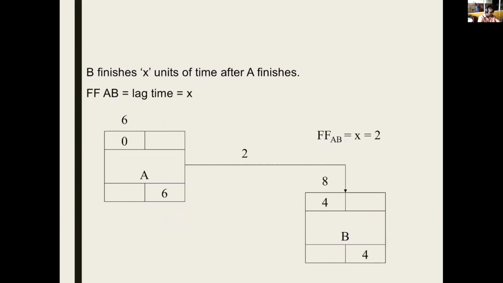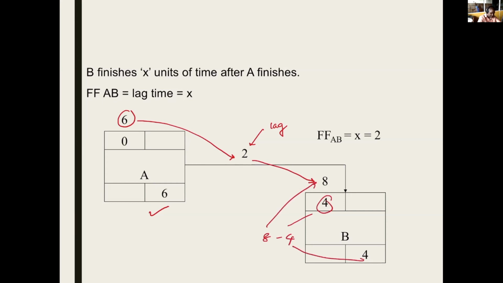Finish to finish with a lag of 2. This is the same. 6 is the finishing time. 6 plus 2 becomes 8 here. So 8 minus 4 becomes 4 there. So this 8 is this one.